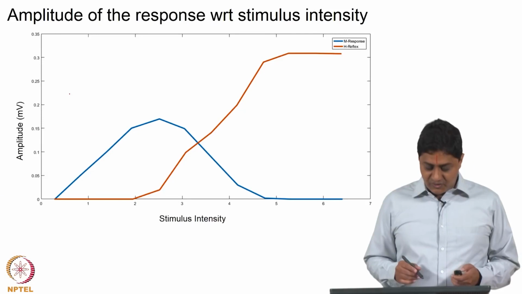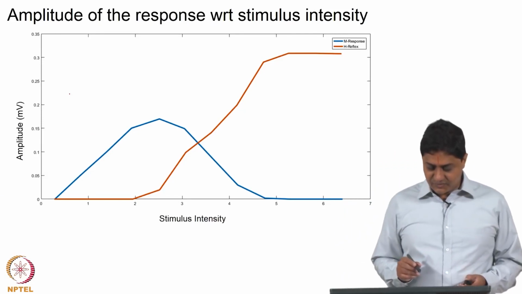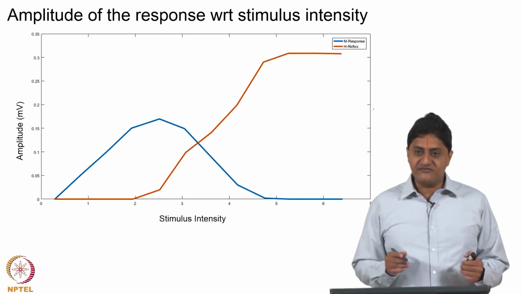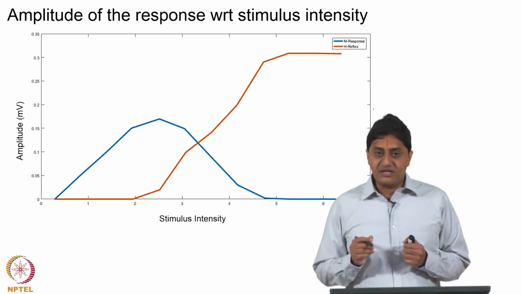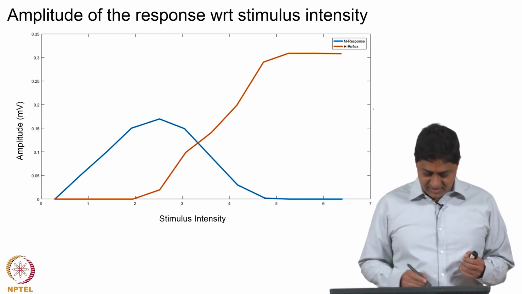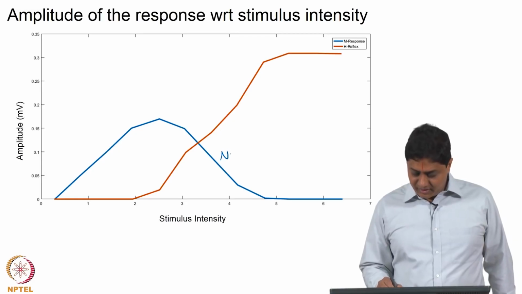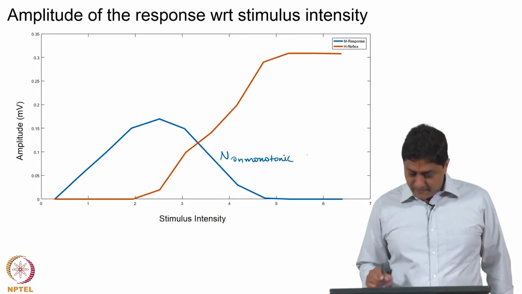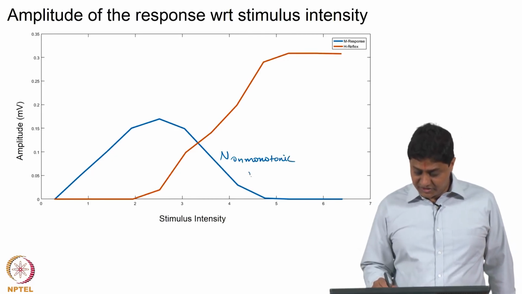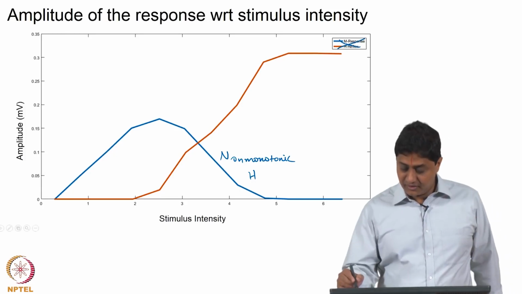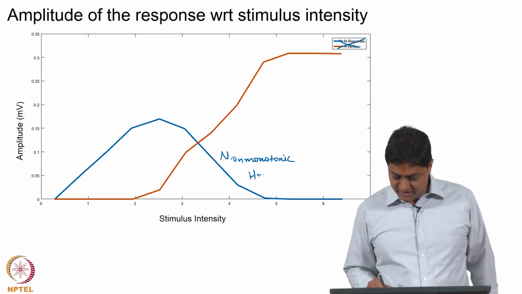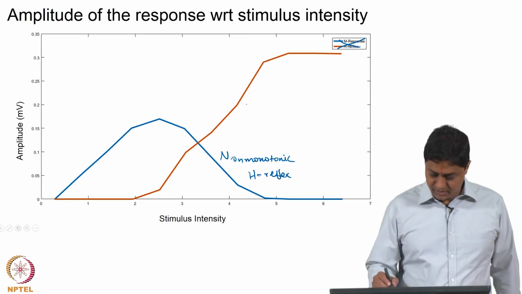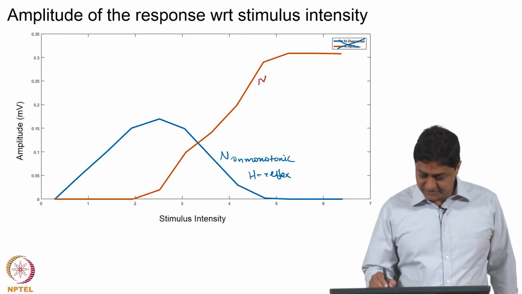Okay. So what we saw in the previous class was that as the stimulus amplitude increased, H reflex amplitude continued to increase, and at some point it started reducing, and we said that is the non-monotonic case of the H reflex. This is wrong. It is actually blue that is the H reflex and red is the M response.